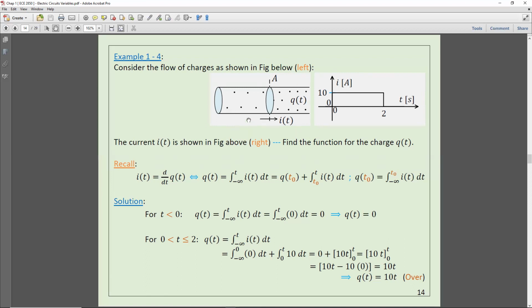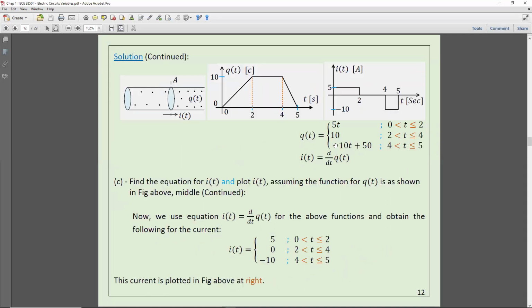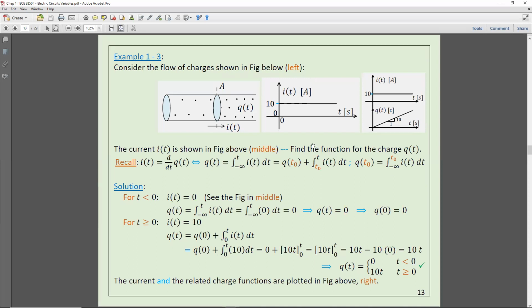Let's see the next example here. Here I give you the current. The current was this way here. Okay, so how is this case different from the previous case? Okay, this is a very important thing. It looks the same. No, they are not the same.